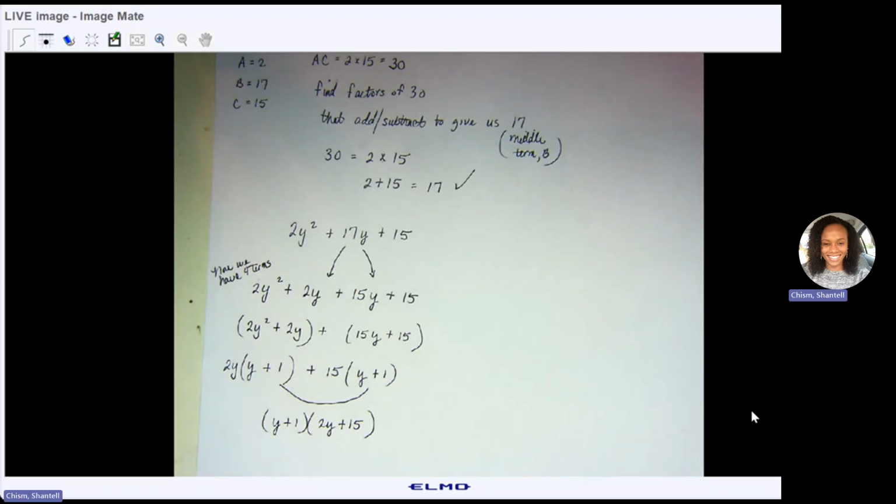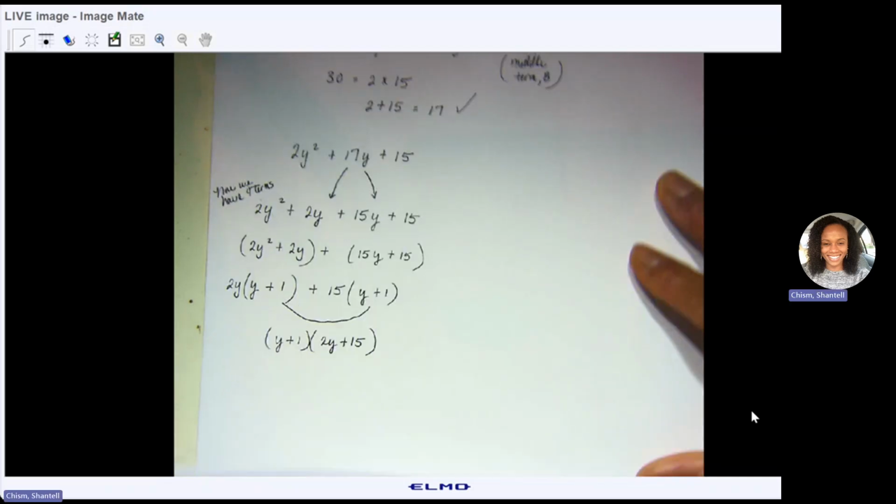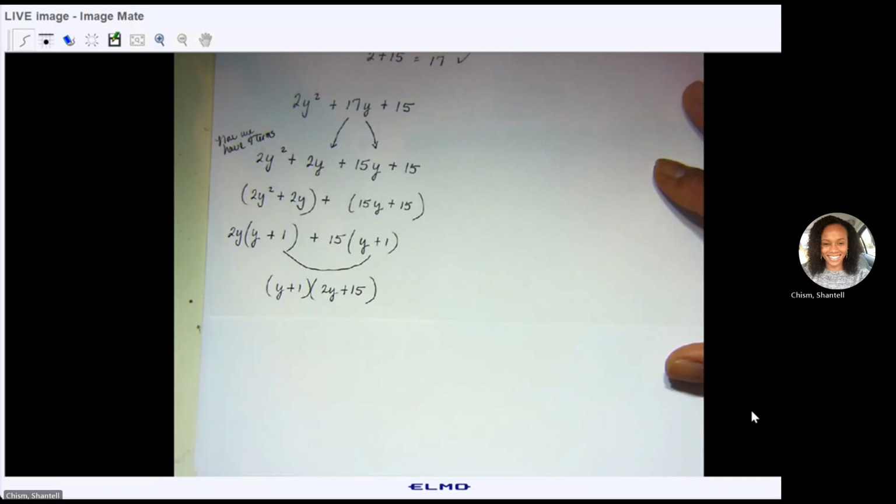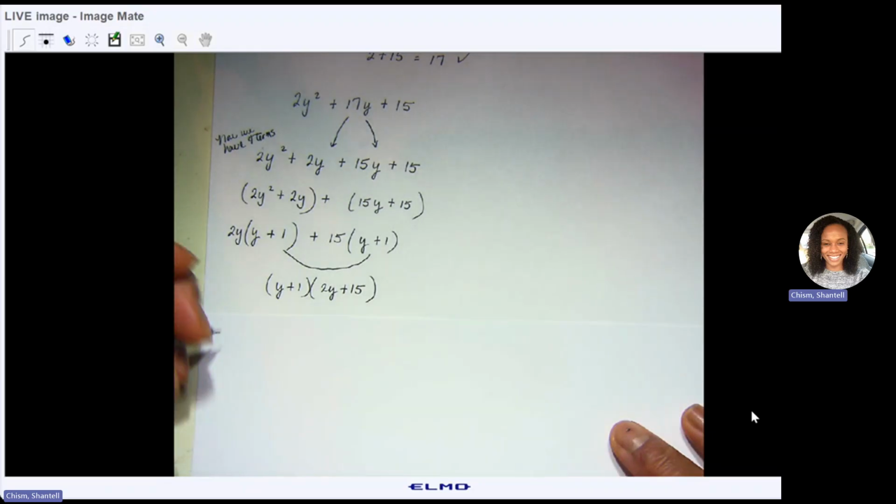Now, trial and error method works as well. So we can also use the trial and error method. So I'm going to do a problem using trial and error method here. Same problem, but I'm going to use trial and error.